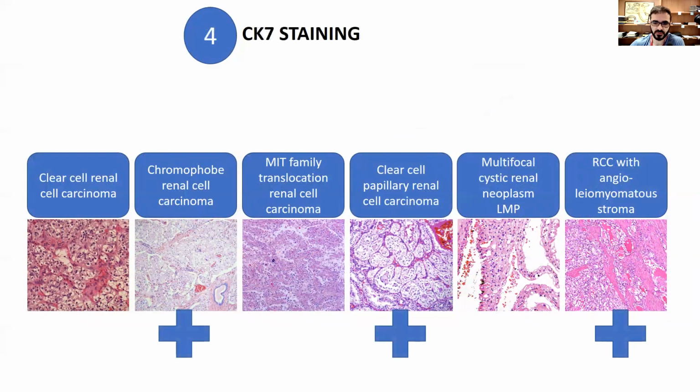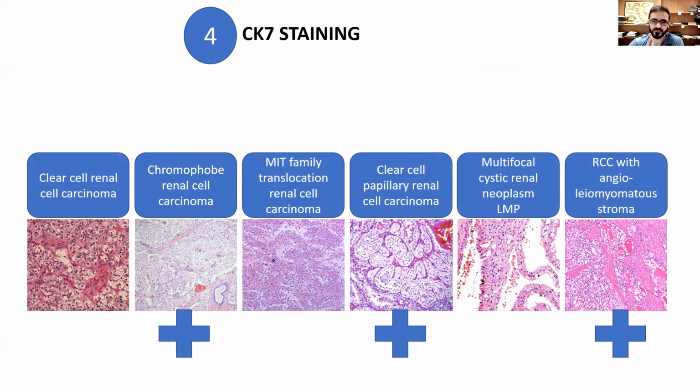The fourth question we are going to ask is the status of cytokeratin 7 expression. Chromophobe renal cell carcinoma, clear cell papillary renal cell carcinoma, and renal cell carcinoma with angiomyoadenomatous tumor will be positive with cytokeratin 7, whereas clear cell renal cell carcinoma and MiT family translocation renal cell carcinoma will be negative for cytokeratin 7.